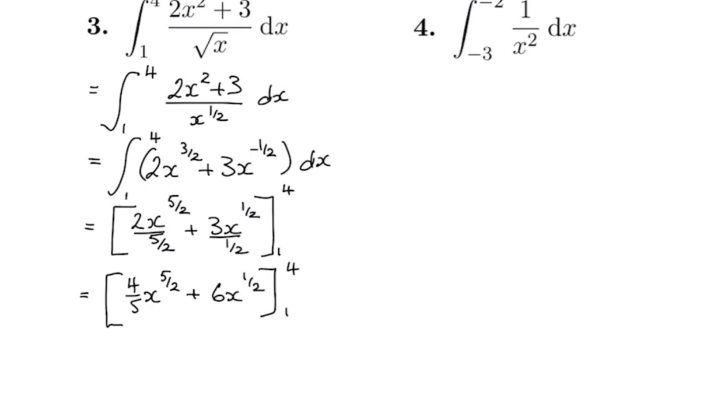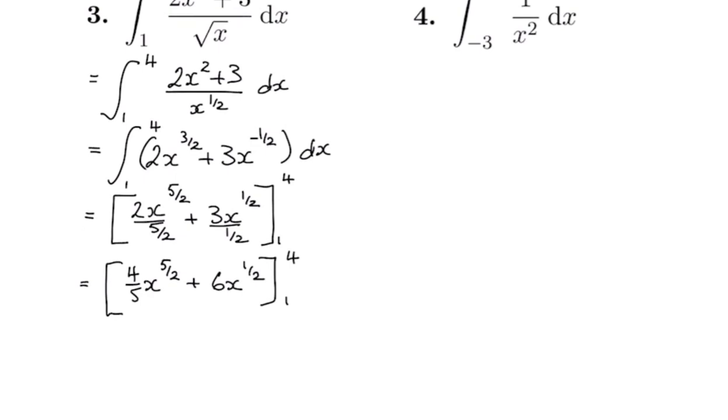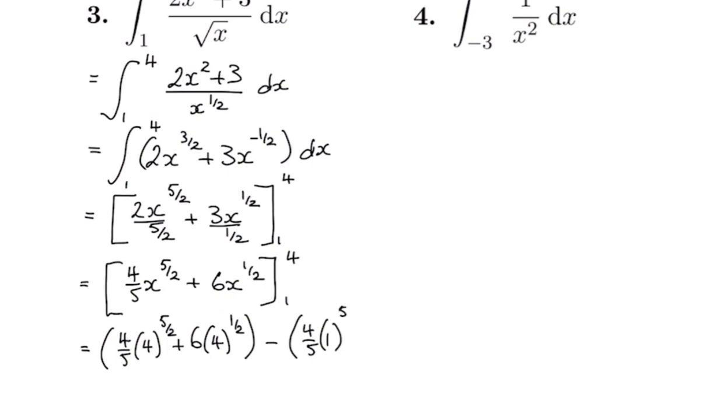We're now going to put in our values, and this is where your calculator really does help. First value goes in, so this is 4/5 times 4 to the power of 5/2 plus 6 times 4 to the power of half, minus, then we're going to put 1 in, our bottom limit, 1 to the 5/2 plus 6 times 1 to the half. We're going to use our calculator to help work that out.